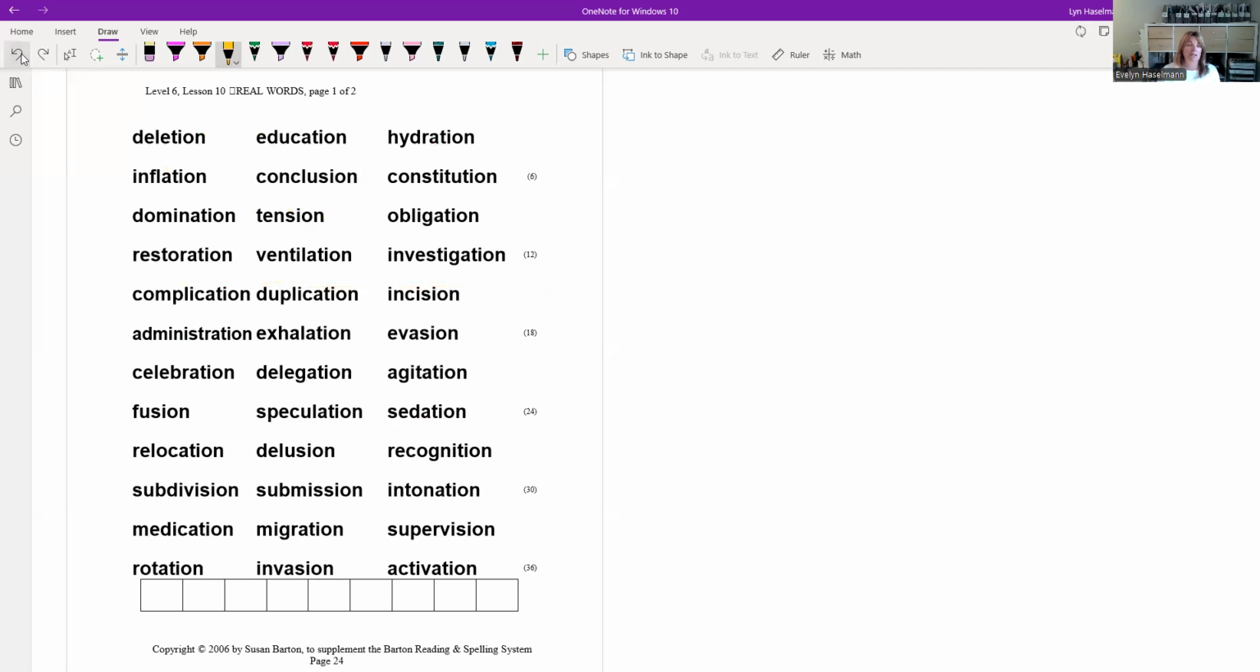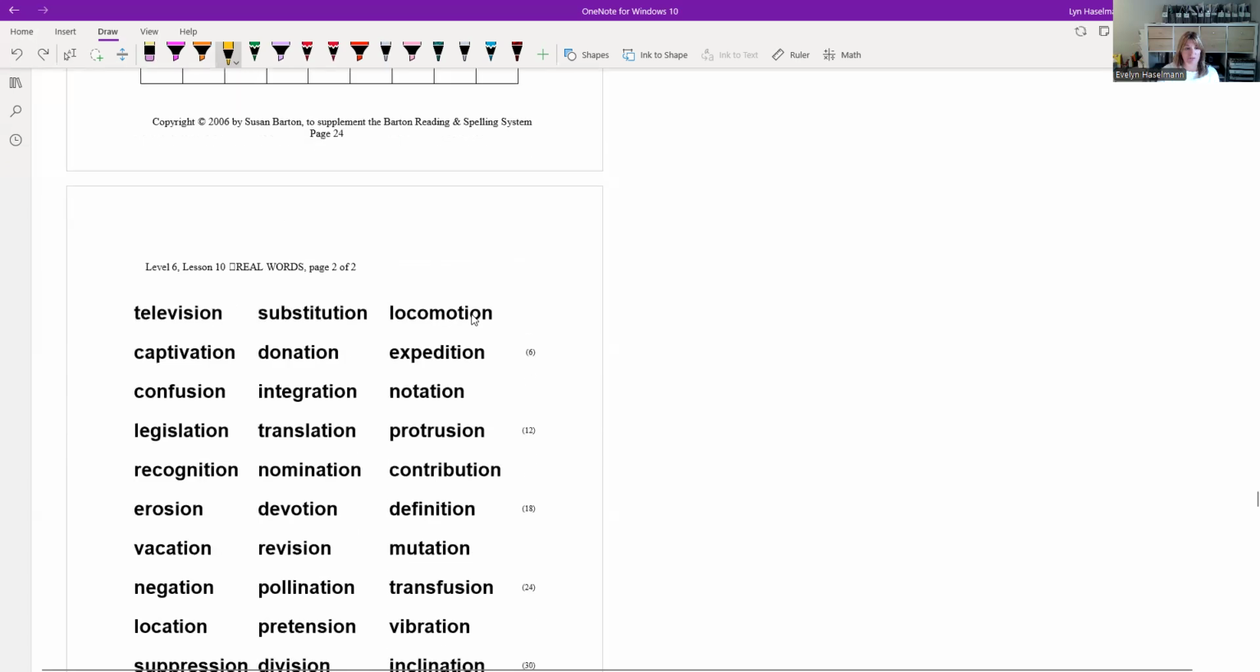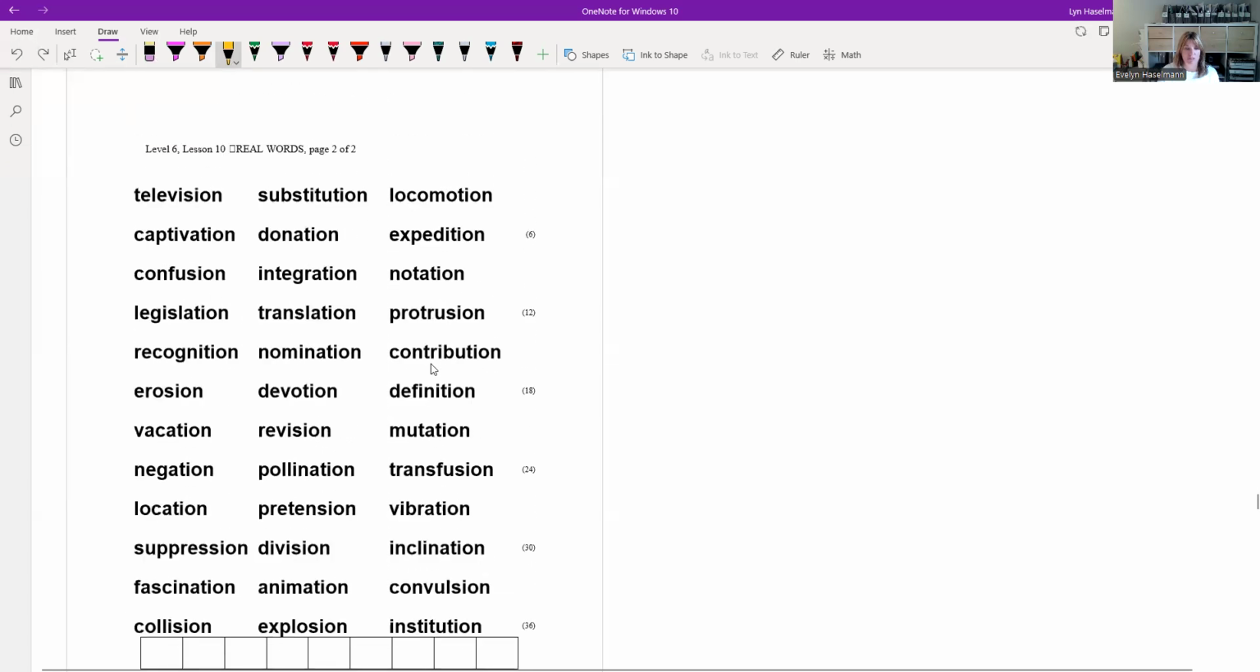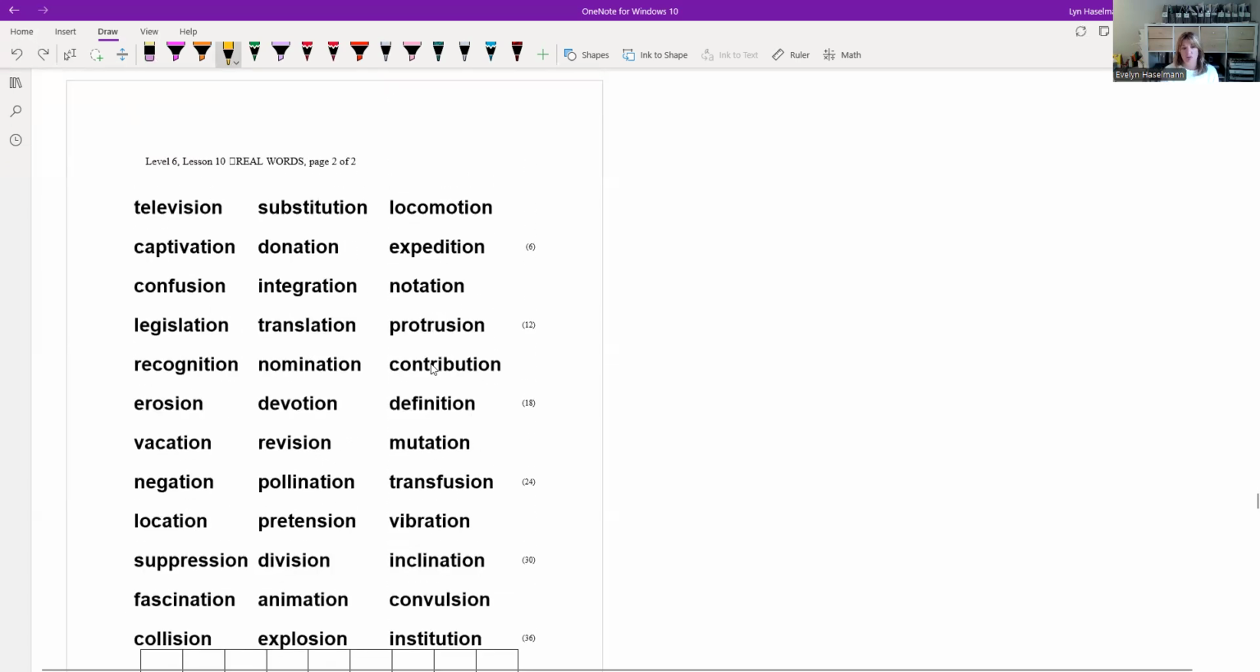And again, what am I going to say? Accuracy over speed. We want accuracy first, fluency and comprehension come after decoding. So 2 pages for that one. We've got real words. The other thing that you can do is make sure your student knows the words that are related here. So protrusion, protrude, devotion, devote, negation, negate, all of those kind of things on this page.